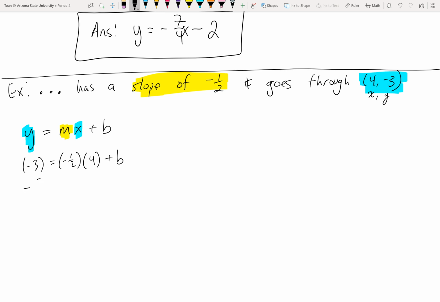So you just do math. -3 equals -1/2 times 4 is -2. And I hope everyone can see that to solve for b, I have to add 2 to both sides. Adding 2 gives me -1 equals b.